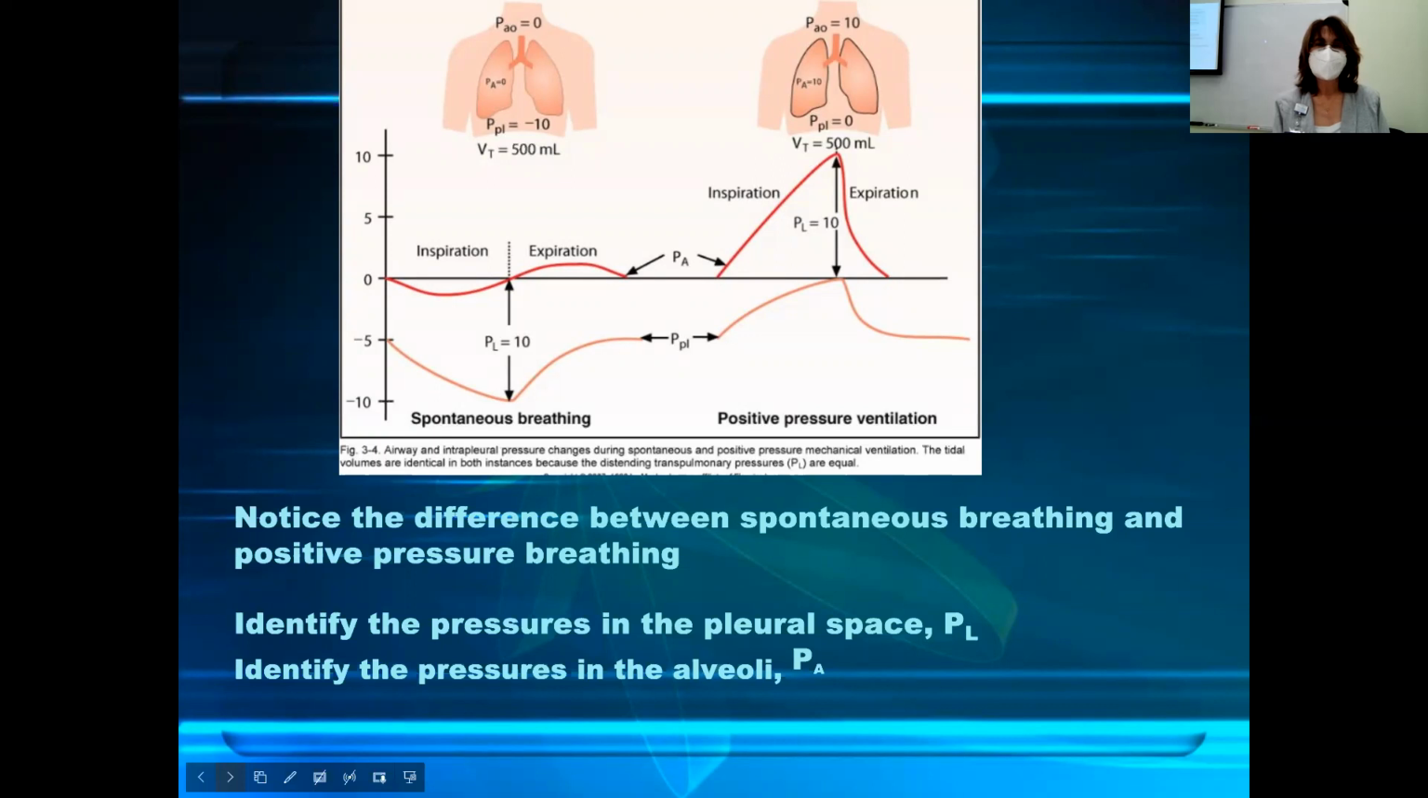Does that seem straightforward at this point? We went from negative pressure, which was normal, to positive pressure because we're trying to help somebody stay alive.